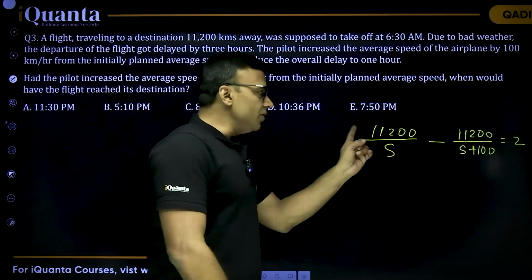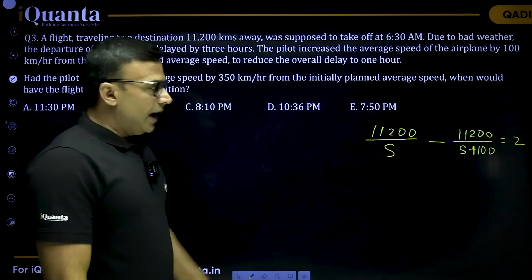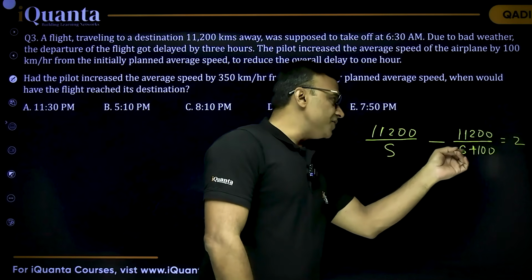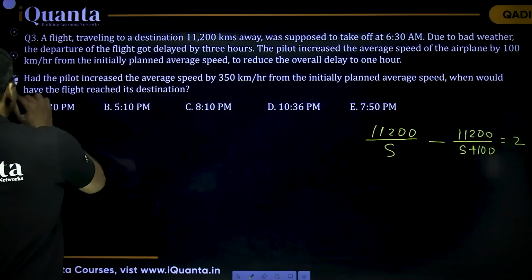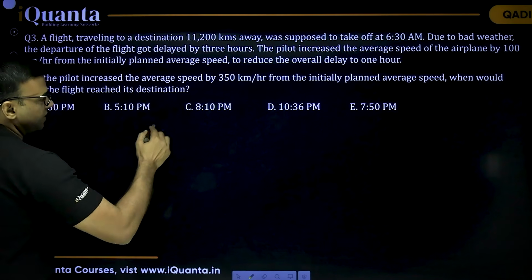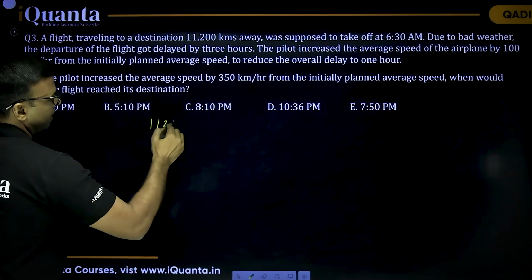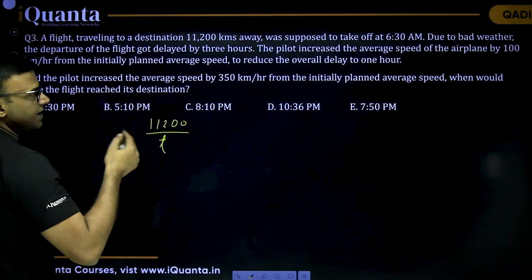Now here the values are going to be still very large, and the equation is going to be involving large values. So instead of assuming speed, you should assume original time. I'll show you how. Let's assume the original time is t. That means the original speed should be 11,200 divided by t. Now the new time should be t minus 2.